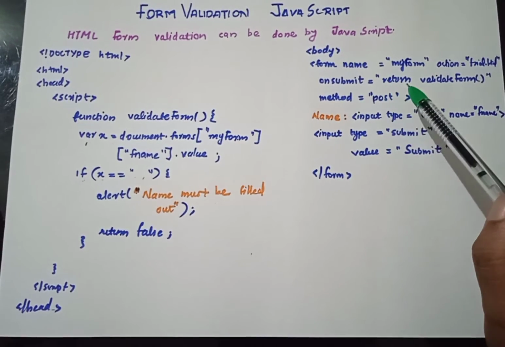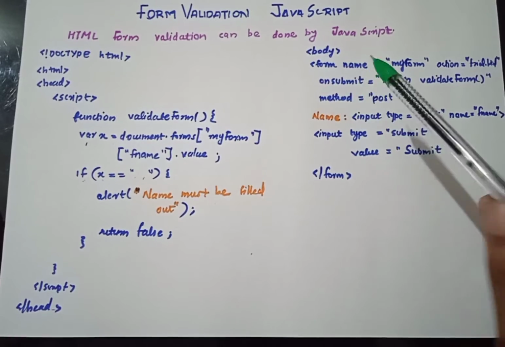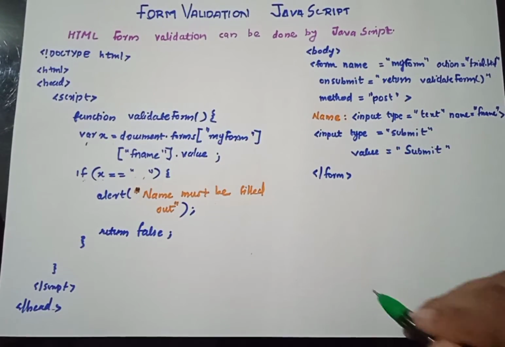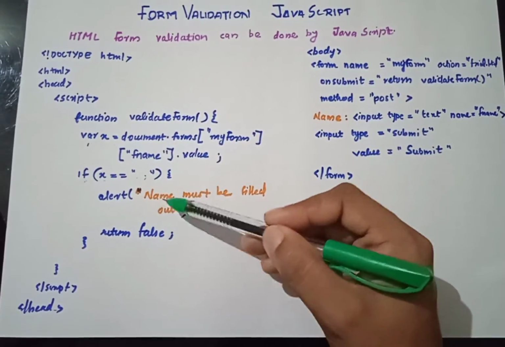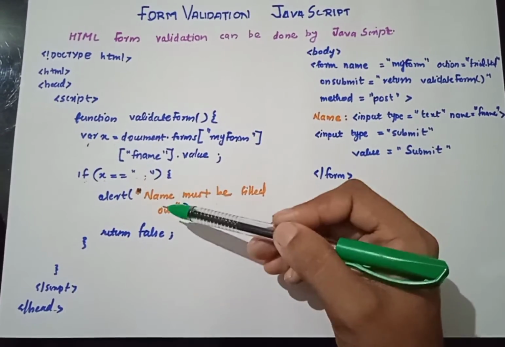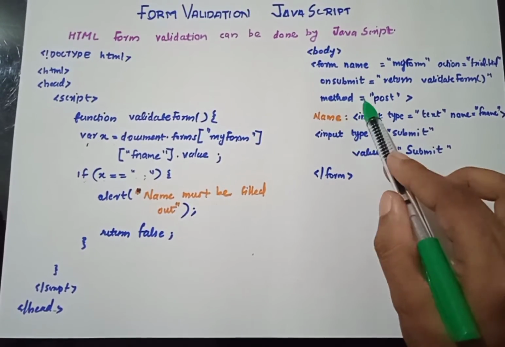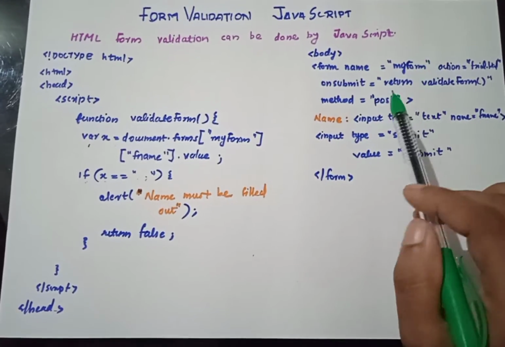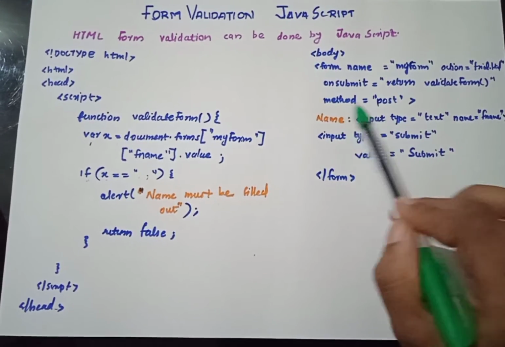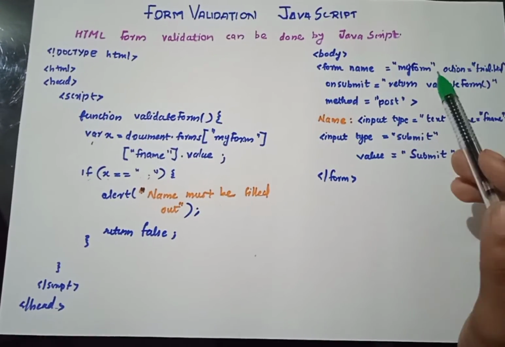And whatever the message is here, that will be there in the onsubmit. When the user submits that form, what will happen? If that is true, he will get a message like this, or else he can submit it. When the submission takes place, method equal to post. We have told that we have two different ways of using this method, that is get or post. That's up to you, you can use anything.